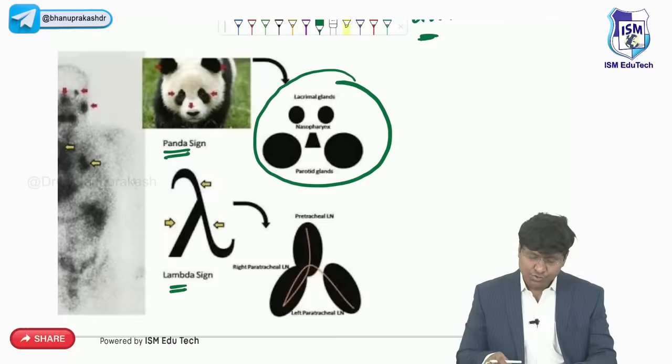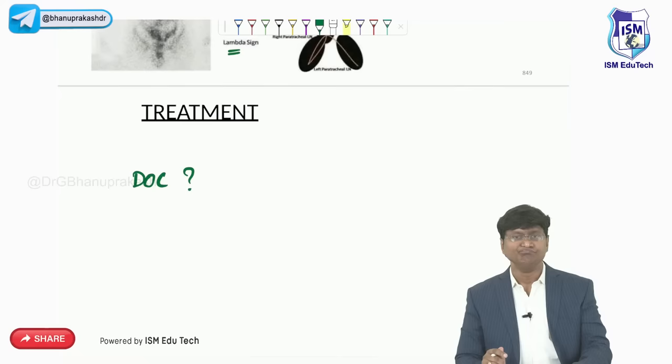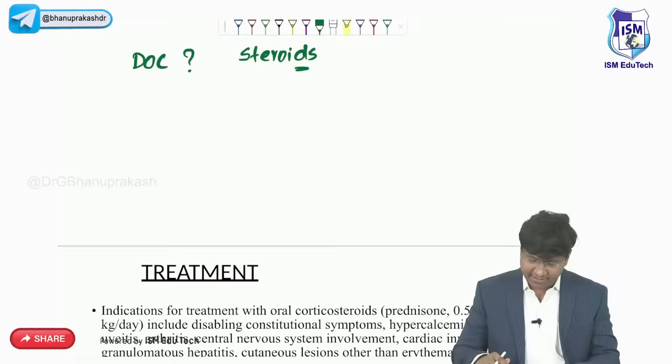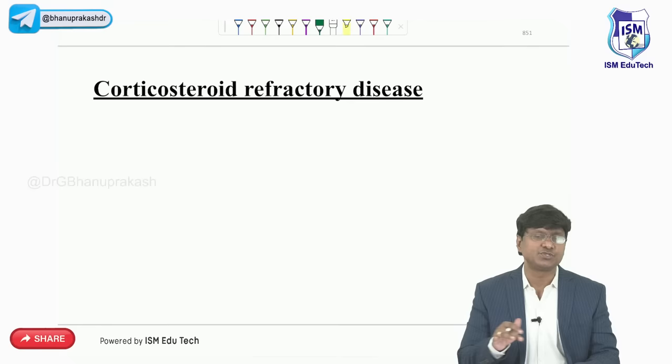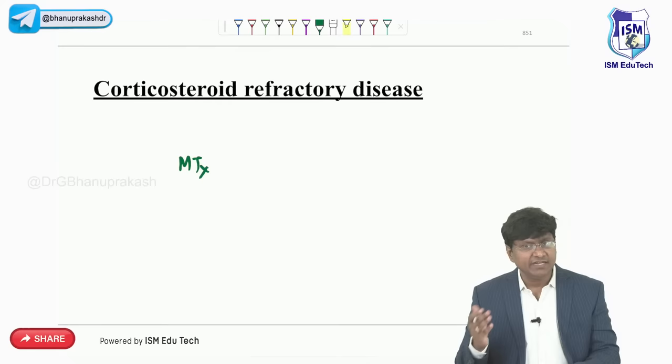Okay, then what is the drug of choice in case of sarcoidosis? Anyone of you, what is the drug of choice for sarcoidosis? The drug of choice for sarcoidosis will be steroids. That is, oral corticosteroids should be given. And if the individual is refractory, that means there is no response to steroids, so corticosteroid refractory disease, in this case you need to give methotrexate, or azathioprine or infliximab can be given. So that is about corticosteroid refractory disease.